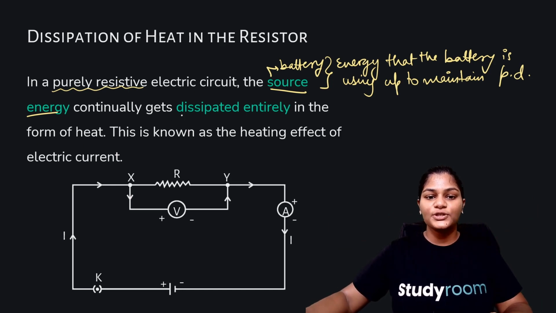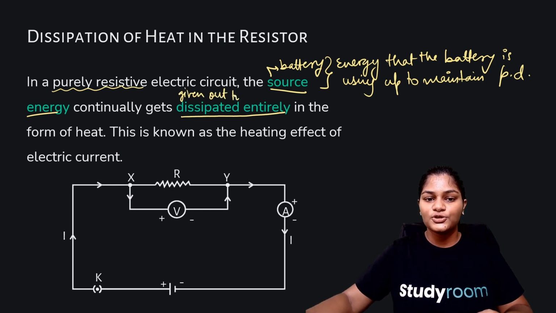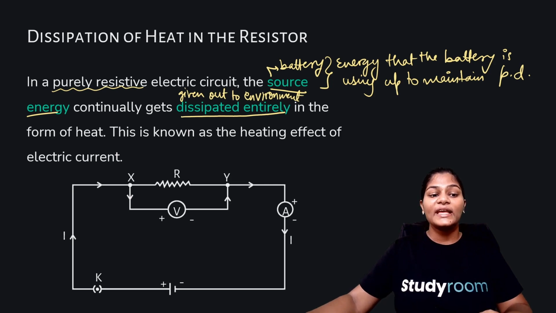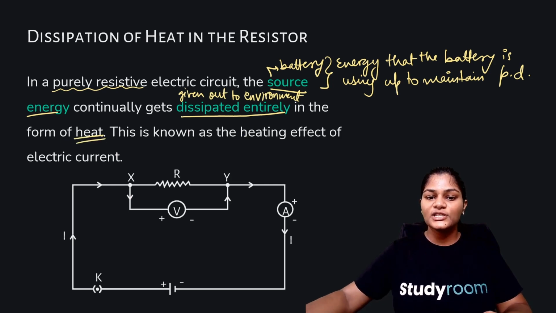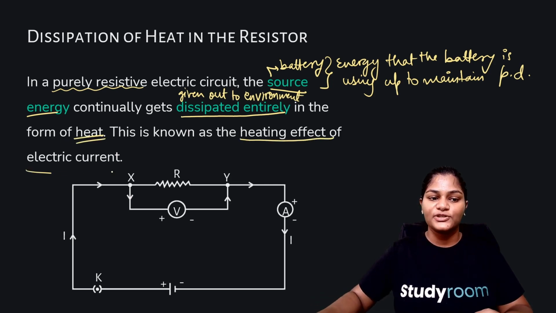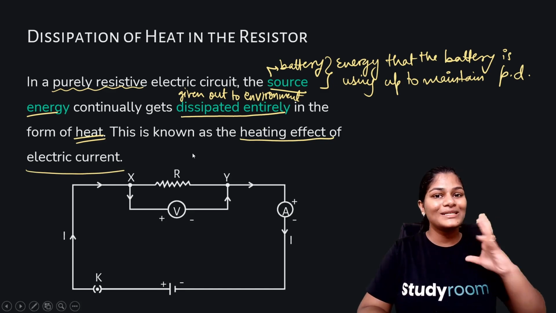So the source energy gets dissipated. Dissipated basically means given out to the environment. Okay, this is what dissipated means, in the form of heat. This is known as the heating effect of electric current. Okay, so I hope this is clear now.